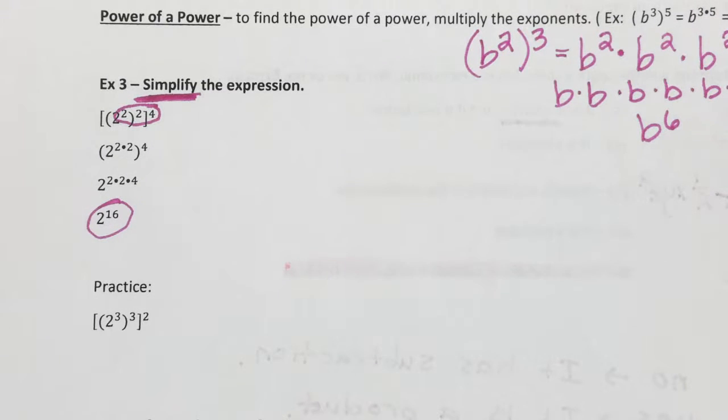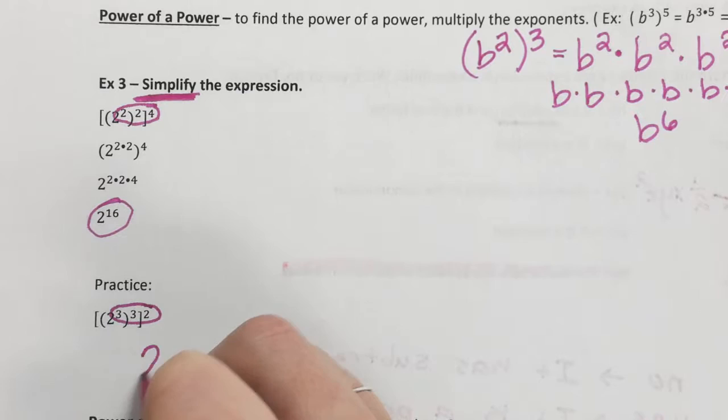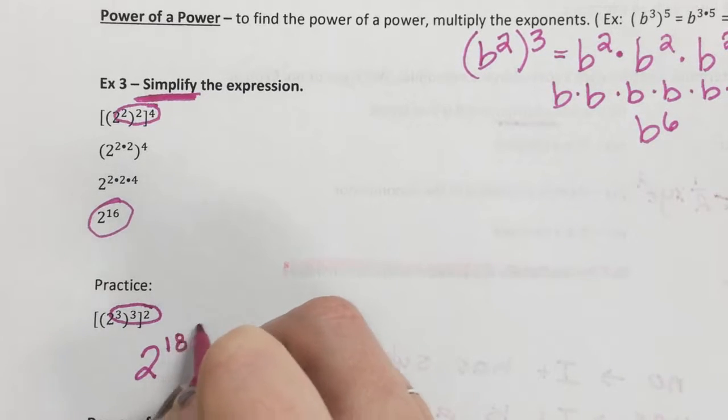Okay, you'll try this one. Okay, so on this one, we're multiplying 3 times 3 times 2. So you should get 2 to the 18th power.